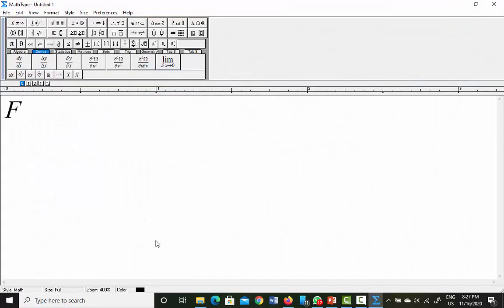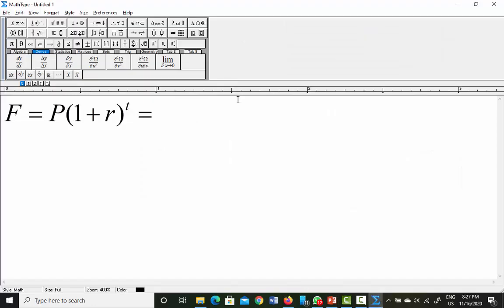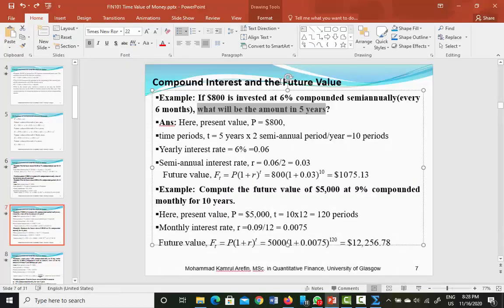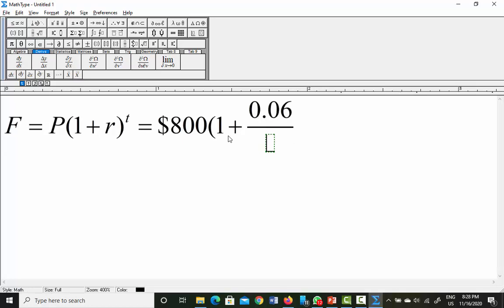As you already know, future value means F is equal to P into 1 plus R, power T. So P is $800, the present value. 1 plus R: the rate of interest is 6%, but compounded semi-annually. So 6% means 0.06, divided by 2, because 6% is the annual rate but interest will be calculated on a semi-annual basis, that means after every 6 months.